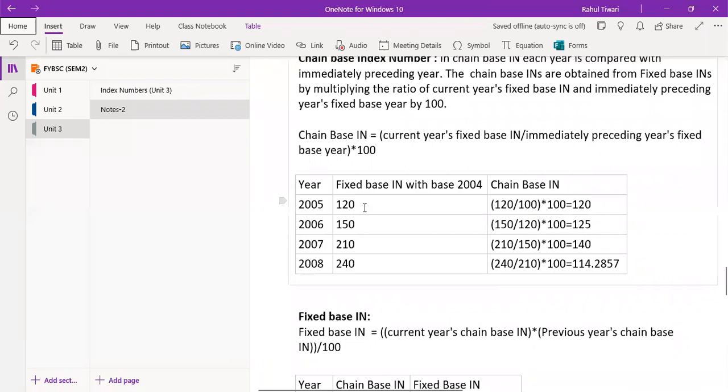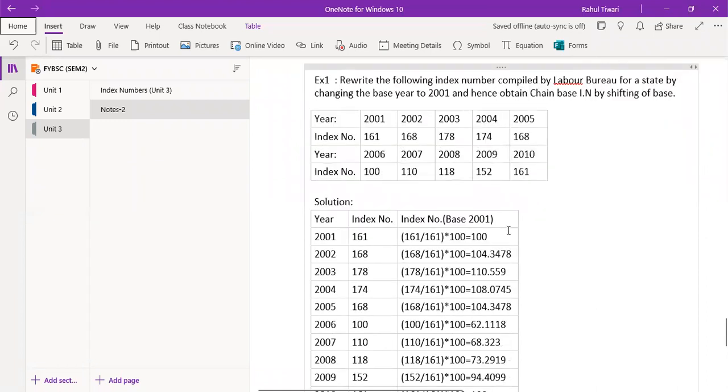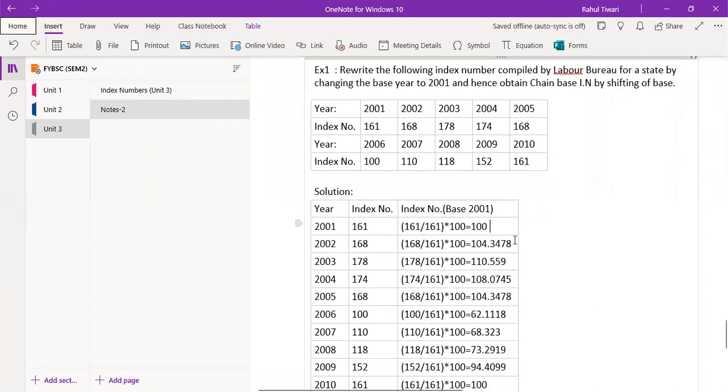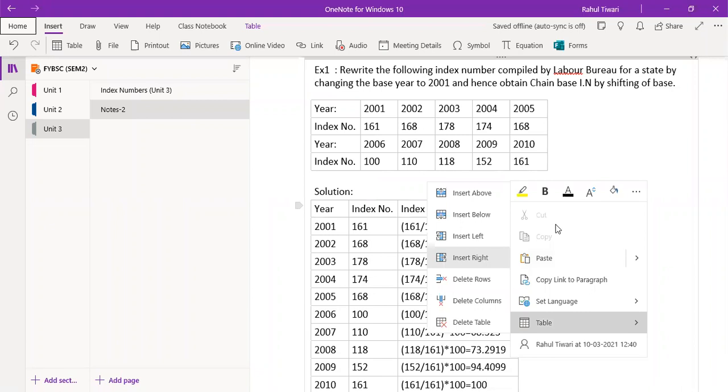So 120 divided by the fixed base. So what will the fixed base be? 100 multiplied by 100. Similarly, current year divided by previous year. So in this case, you can just obtain it. Like 100 upon 100 multiplied by 100. So it is 100 only. Then 104 divided by 100 multiplied by 100. Then the next year, 100 upon previous year 104 multiplied by 100. And so on. So one is able to create one more entry that is called chain base.